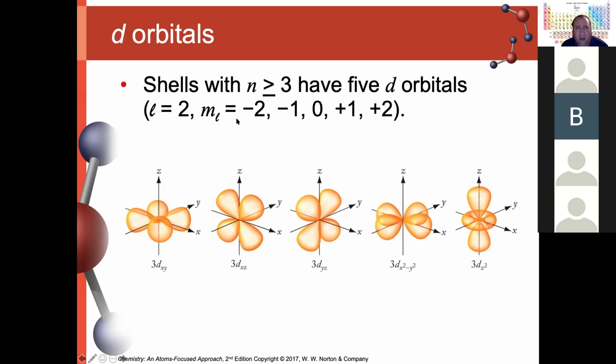So that's kind of what we're working with there. Now, d orbitals, of the 3 different sublevels that we've talked about, d orbitals are the highest in energy, and that's why we only see them in the third energy level and beyond. So this is what the Schrodinger equation gives us.